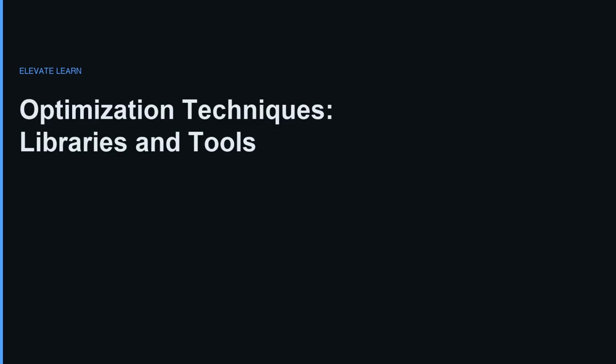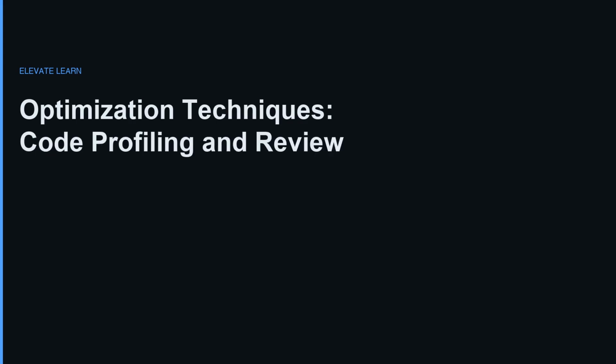For example, NumPy and Pandas are excellent choices for numerical computations and data analysis. Additionally, third-party tools like PyPy or Numba can offer significant performance improvements in certain scenarios. After implementing optimizations, it's crucial to review your code again. Profiling tools can help you identify remaining bottlenecks and guide further iterations of your optimization process.